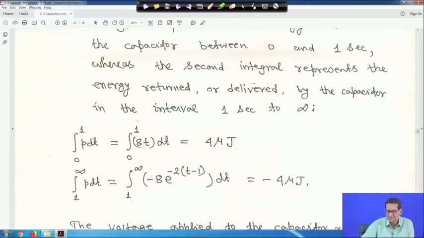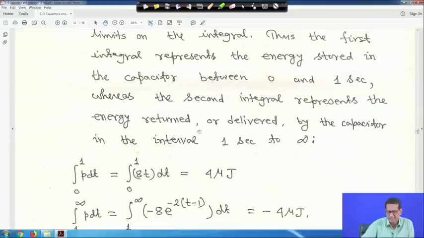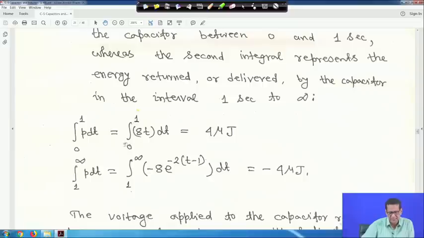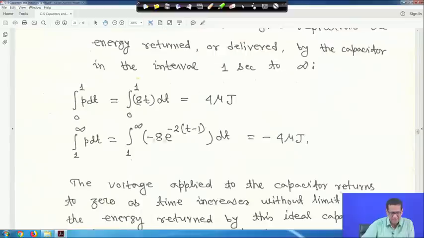The second integral represents the energy returned or delivered by the capacitor in the interval 1 second to infinity. So, for 0 to 1, p dt is the integral from 0 to 1 of 8t dt. You integrate, it is a definite integral, and you will get 4 microjoule. For 1 to infinity, it is minus 8 e to the power minus 2 into (t minus 1). Integrate and simplify, you will get minus 4 microjoule. So, energy stored is equal to energy delivered. So, it is matching, right.